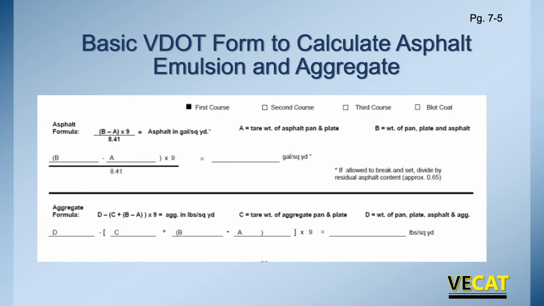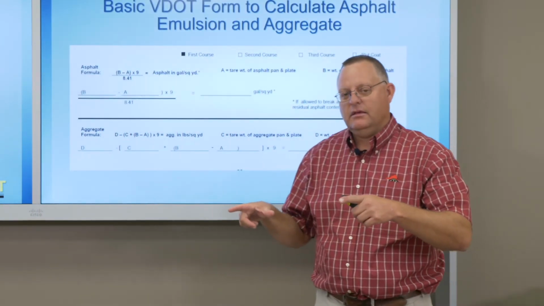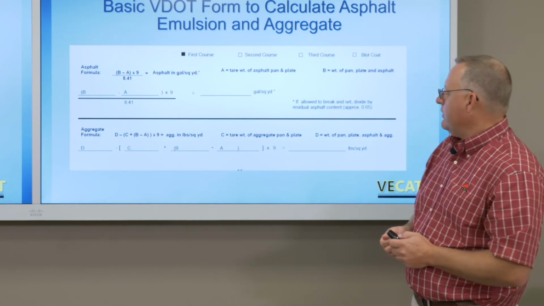We have weight with asphalt in our pan or on our plate minus the pan or the plate without any asphalt. Multiply it by 9, divided by 8.41, and it gets us over 2 gallons per square yard. And what this is assuming is that our plate or pan is 1 square foot.